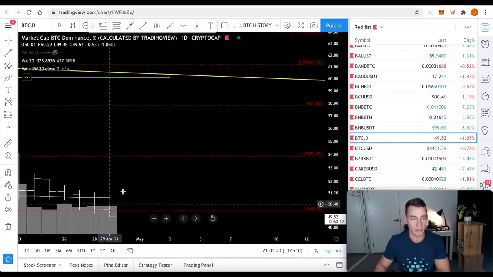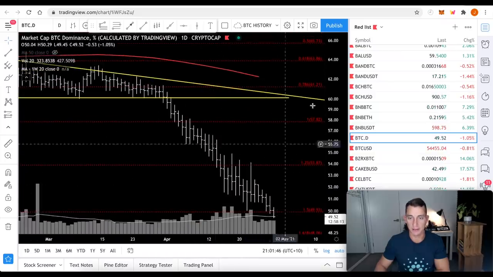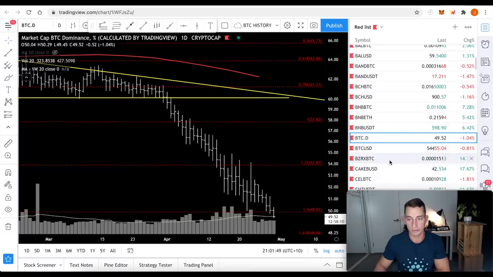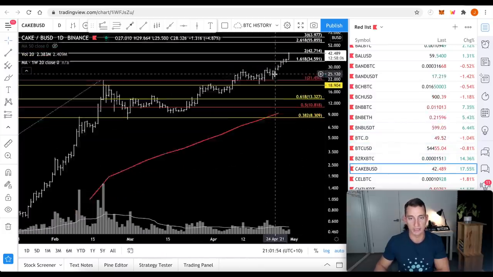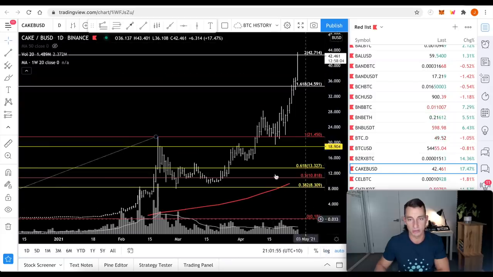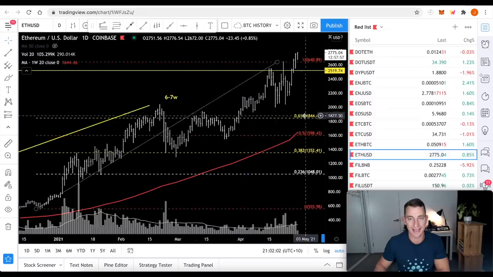Bitcoin dominance, we are well and truly under that 50 point. So yeah, we've just started to break down yet again. And the money is flowing into the alts. Pancake. Crazy. New all-time highs on Pancake. Just continuing to pump the cake. Ethereum is surging past, getting closer to 2800.